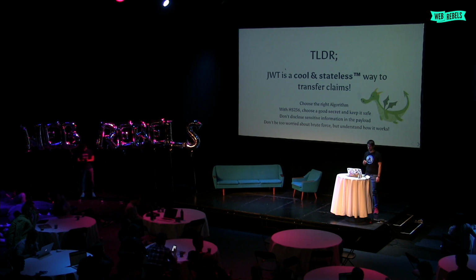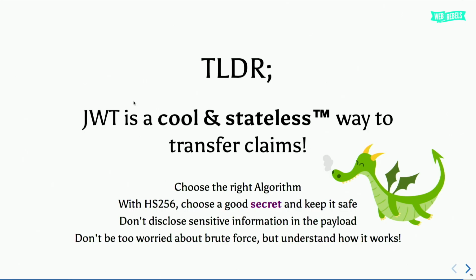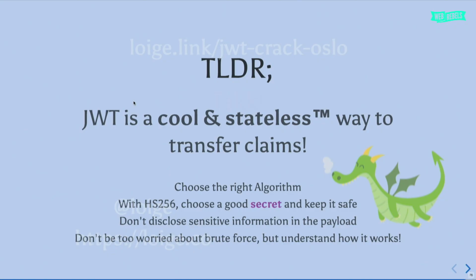So TLDR, just to close this off, JWT is cool, it's stateless. You can use it to transfer any claim, not just for session authentication, but also in other contexts. Just choose the right algorithm for your particular use case. If you are using a secret-based algorithm, try to keep it safe and pick a good secret. Don't disclose sensitive information inside the token, so no passwords, no credit card numbers, or other things like that. And then don't be worried about brute force as long as you understand how it works.